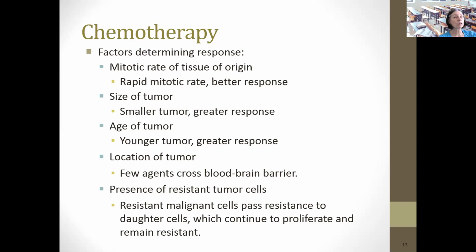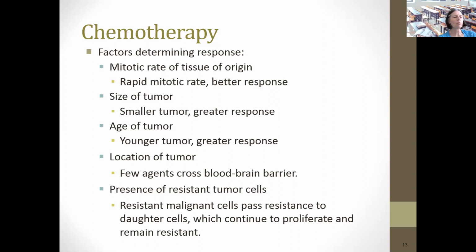The location of the tumor can be indicative of treatment success with chemotherapy because it has to have a good blood supply most of the time to use chemotherapy. We can't get chemo directly into the brain unless we use a shunt directly into the brain tissue, which we'll be talking about in a minute. But also, a lot of agents just won't cross the blood-brain barrier.